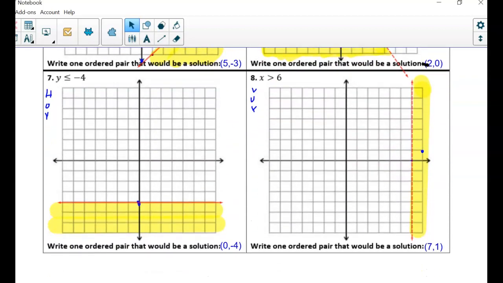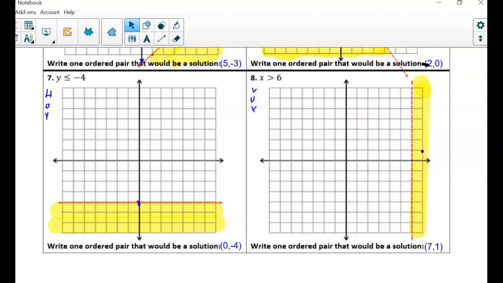And then number 8 should have been a vertical line at 6. Everything greater than 6 would be going to the right. So there would be a thin area that's shaded. And the only solutions for this that would work is everything on 7.